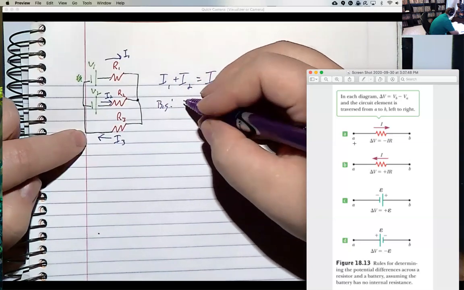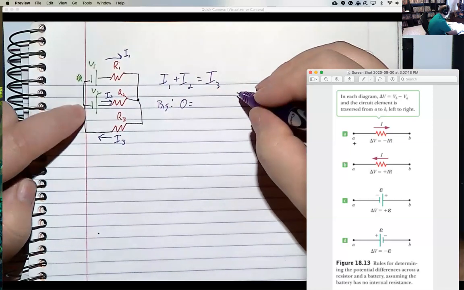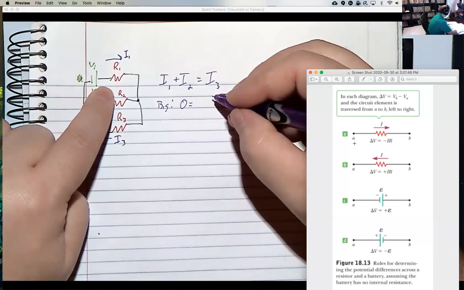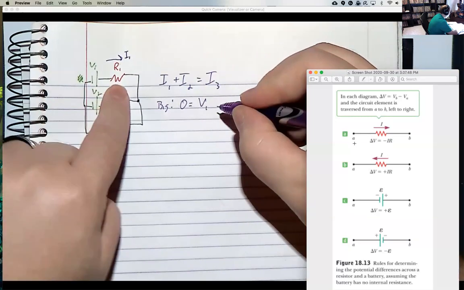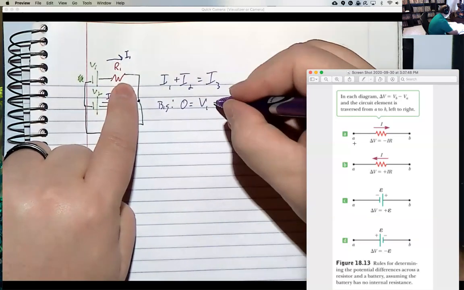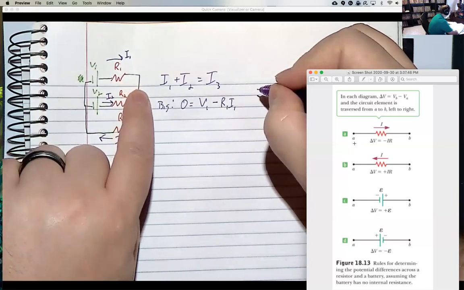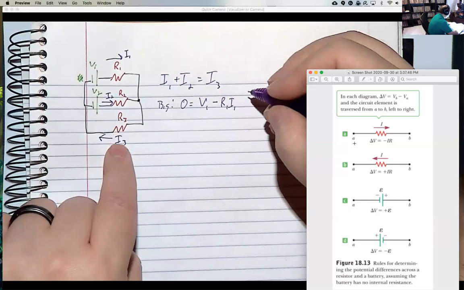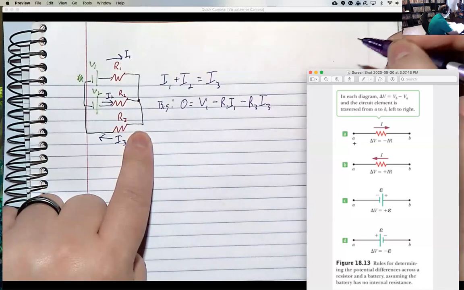I'm going to start here. Well, sum of potential is 0. I'm going to go up, and I cross over V1. I'm crossing over V1 from the small side to the big side, so that's going to be a positive V1. I then cross over R1. My current, I said, was to the right, and I'm moving to the right. So I'm going to subtract R1, I1. I'll come down, and then I cross over R3. I'm crossing over R3 in the same direction of my current, so I'll subtract R3, I3. And that's my loop.